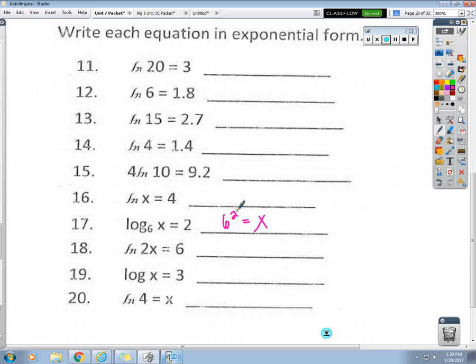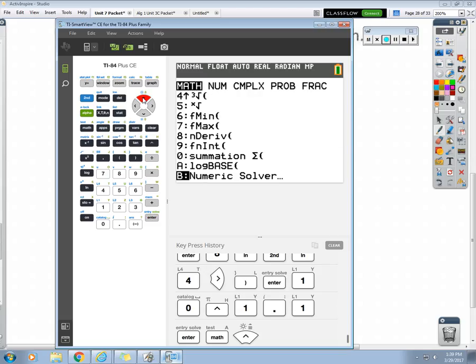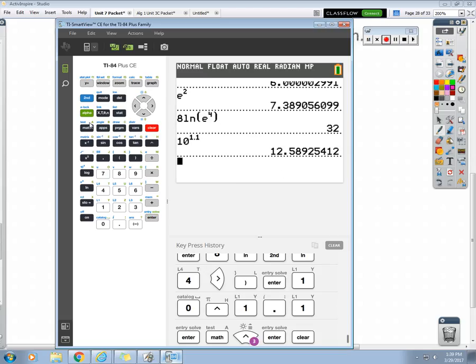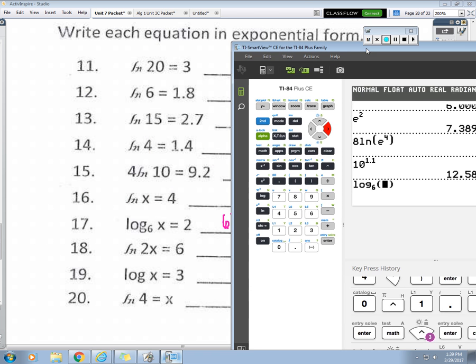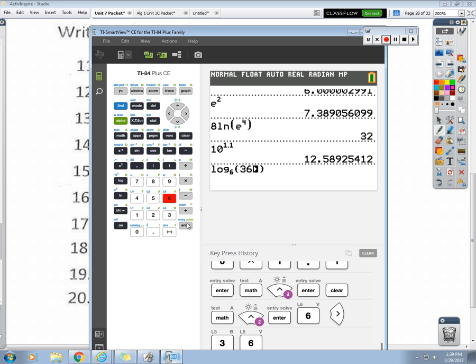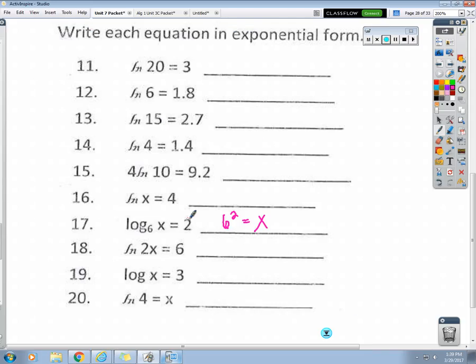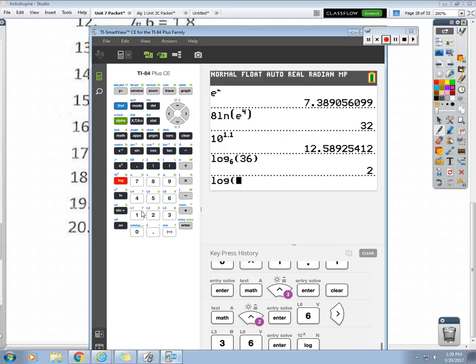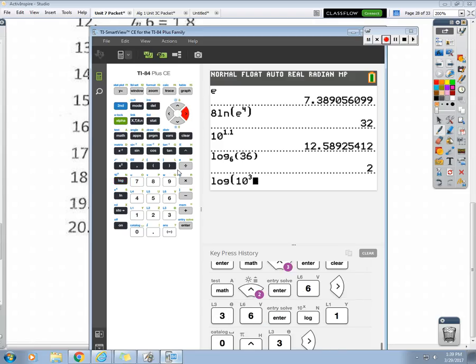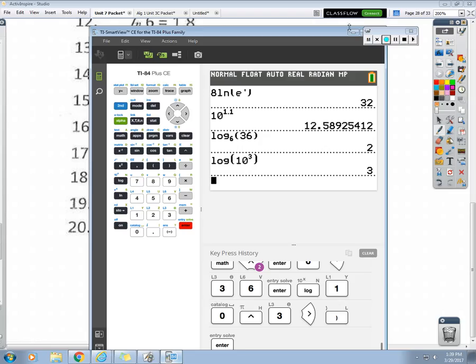Okay, look, you can even check these. Like if I type in log base 6 of x, which I'm saying is 6 squared, it should equal 2 if that's right. So math log base, oops, not summation. So log base 6 of x, which I'm saying is 6 squared, which I could just go ahead and write as 36, equals 2. And that's what it says it equals. For number 19, the understood base is 10, so it would be 10 cubed equals x. Well, if I type in log of 10 cubed, it should be 3. Log of 10 to the third power is 3. So all of these can be checked.